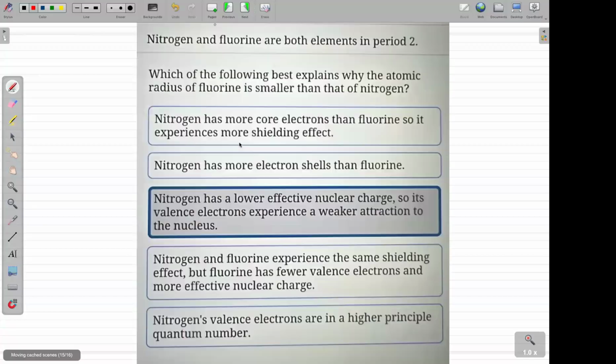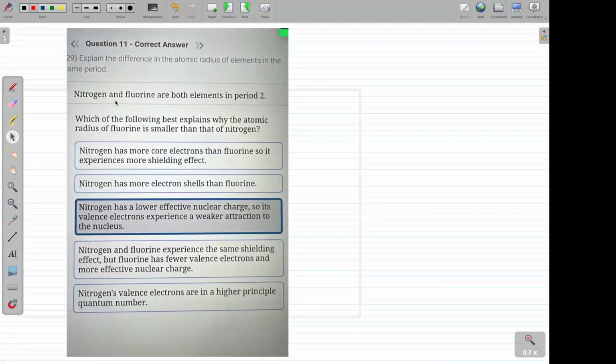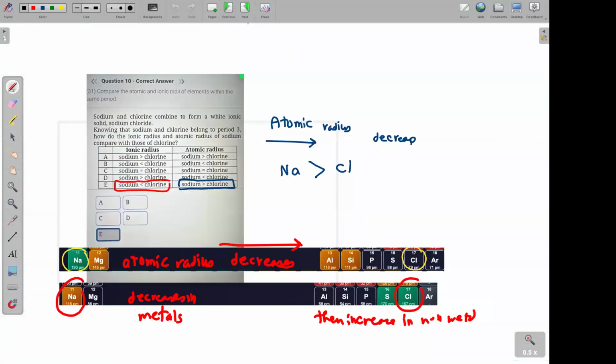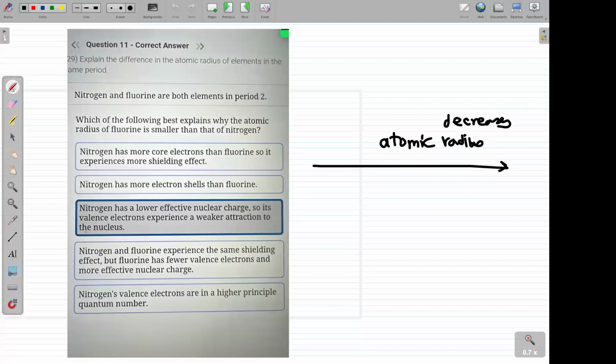Explain the difference in the atomic radius of elements in the same period. Mr., you just said that when you go to the right, the atomic radius decreases. Why did you say that? Where did we write it? We write it here: the atomic radius will decrease when you go to the right in the same period. Why is that? Because nitrogen, for example, and oxygen.